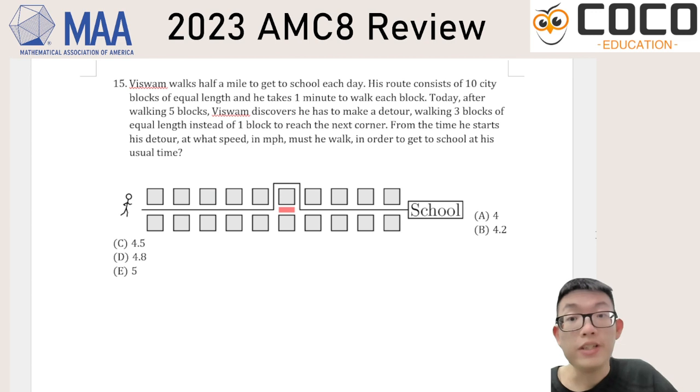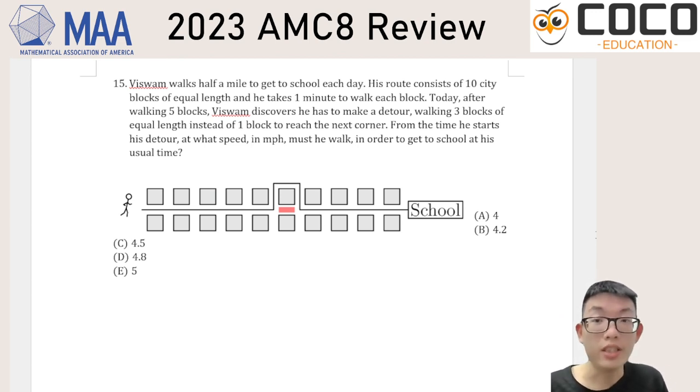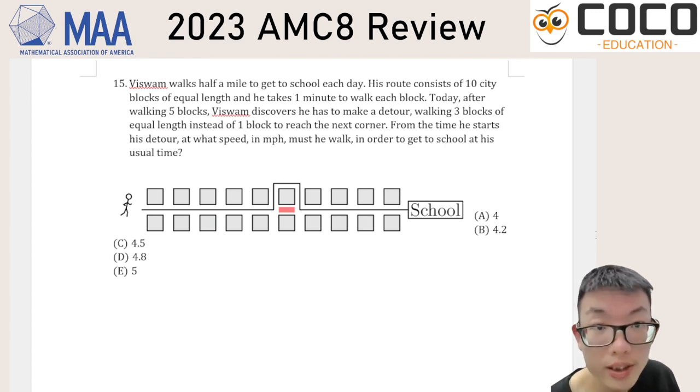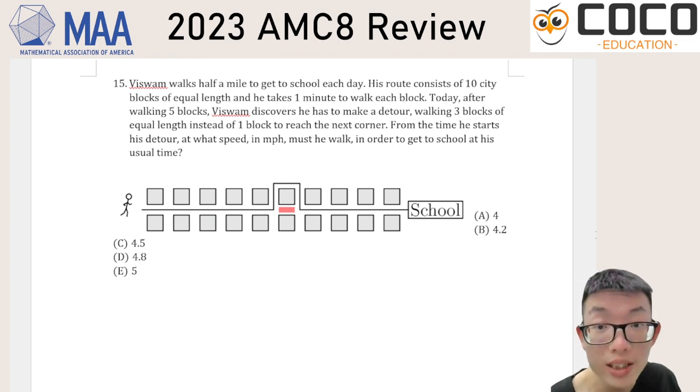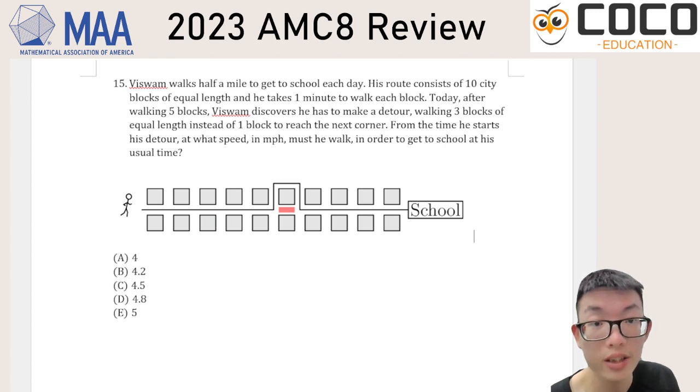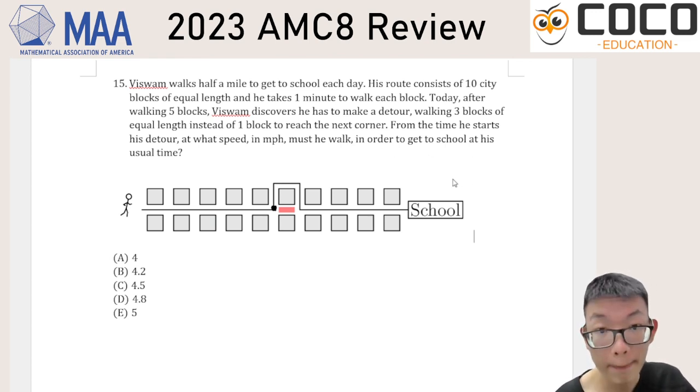Okay, question 15. Viswam walks half a mile to get to school each day. His route consists of 10 city blocks of equal length, and he takes 1 minute to walk each block. Today, after walking 5 blocks, Viswam discovers he has to make a detour, walking 3 blocks of equal length instead of 1 block to reach the next corner. From the time he starts his detour, at what speed in miles per hour must he walk in order to get to school at his usual time?